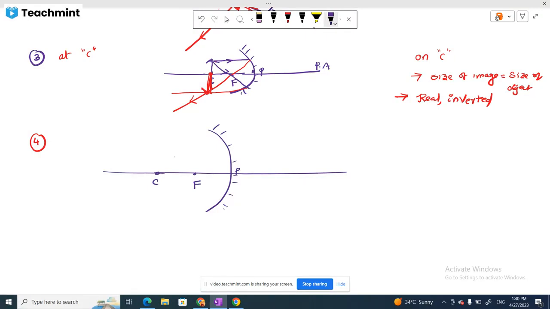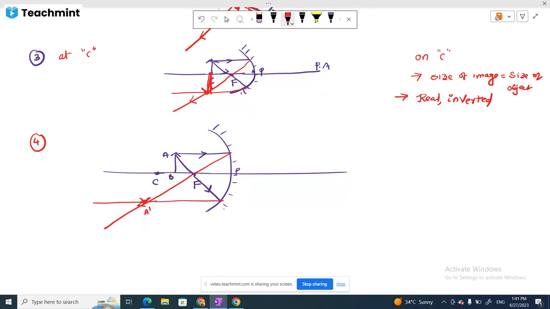Now I place the object in between the center of curvature and the focus. Same thing, this is A and B. Now take two rays from A. One is parallel to the principal axis. After reflection, it passes through the focus. This is the reflected ray. And one more ray we can take, which is passing through the focus, and after reflection, it becomes parallel. All these reflected rays are meeting at one point. That point is this one, A dash.